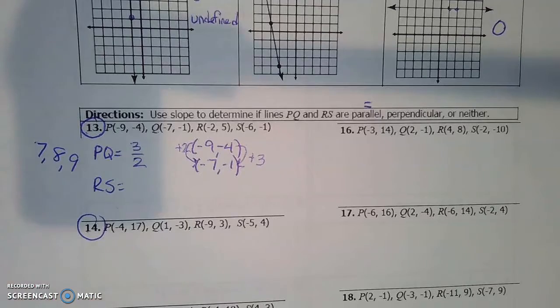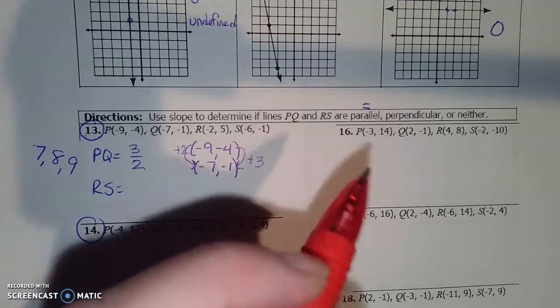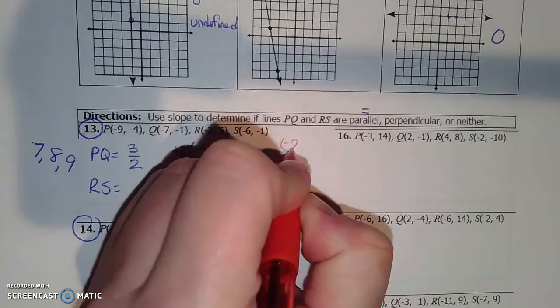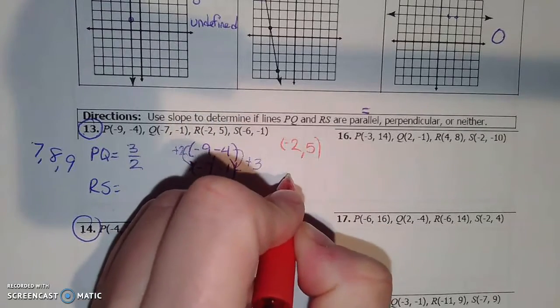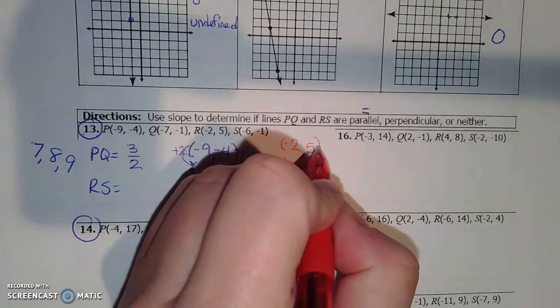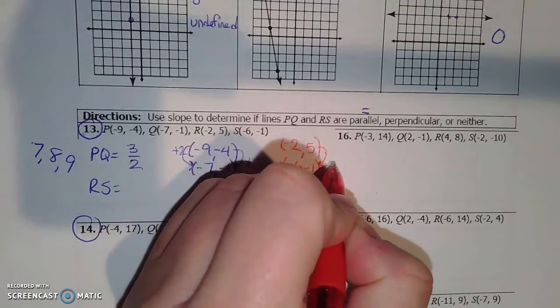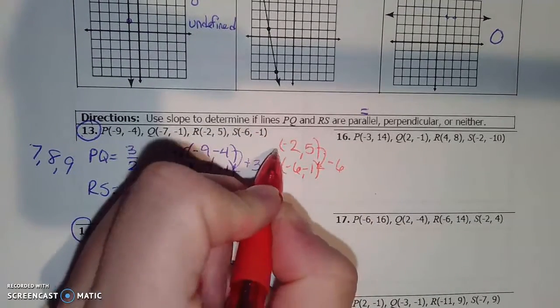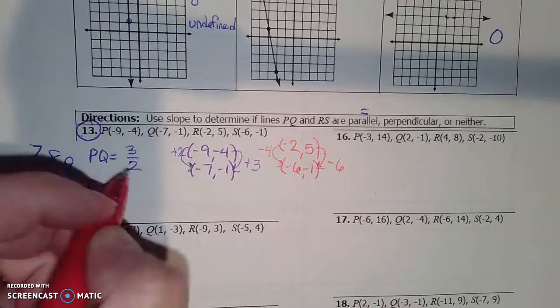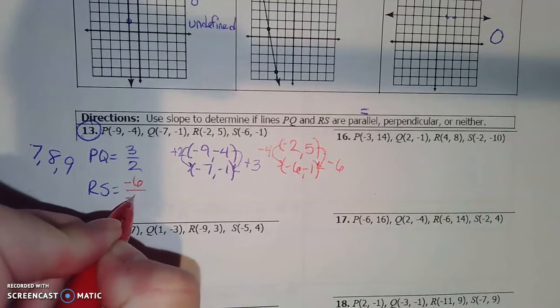And then for RS, and just for fun, I'll switch up colors too to keep it more interesting. For RS, I have -2, 5 and -6, -1. So then to go from 5 to -6, I go down 6. And then to go from -2 to -6, I go down 4. So right over left, I have -6 over -4.